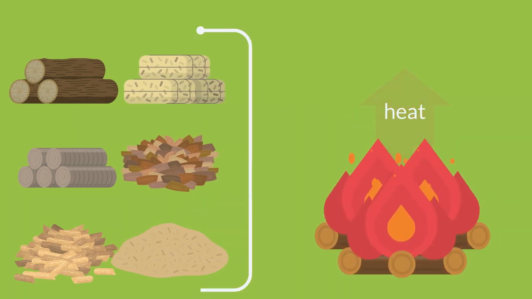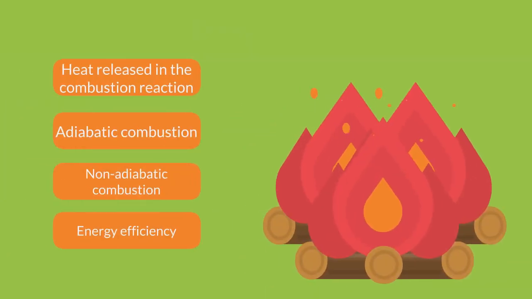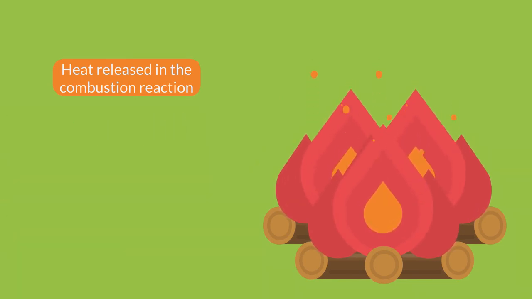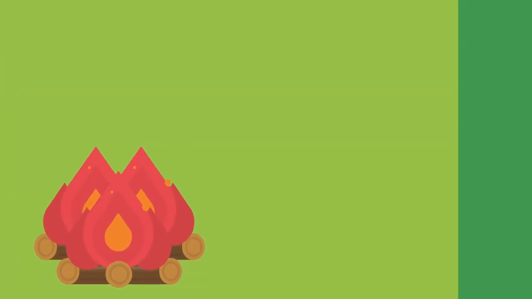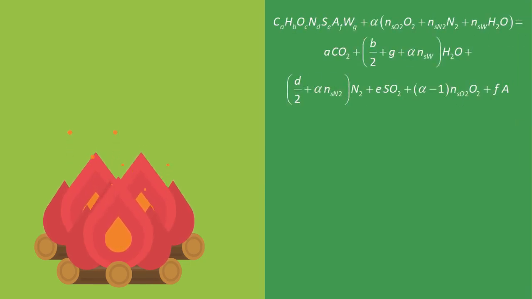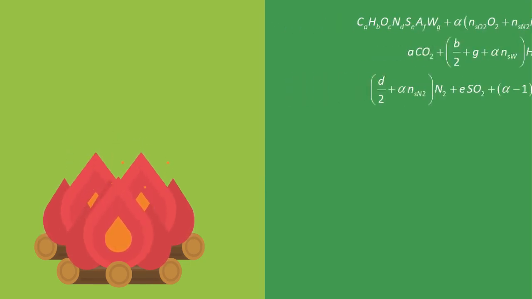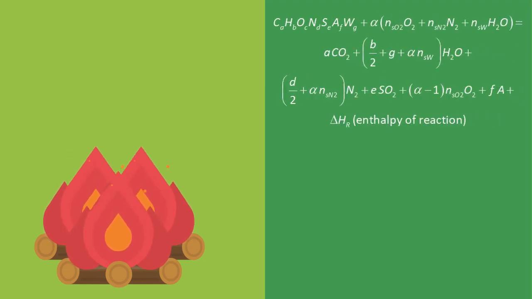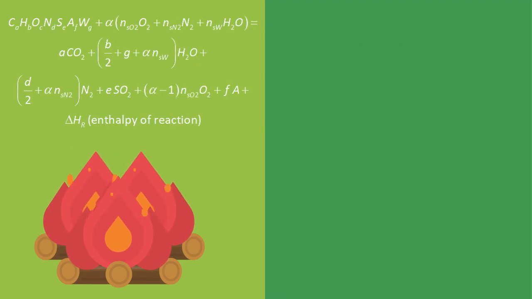Combustion is a fast oxidation reaction that releases heat. Therefore, to know the heat released by combustion, let's analyze it as a chemical reaction. Let's start by studying the heat released in the combustion reaction. In the video about combustion mass balances, we have studied the reaction of biomass with excess wet air. The heat released in the combustion reaction can be evaluated using the thermodynamic concept of enthalpy. Therefore, let's start with the definition of enthalpy.